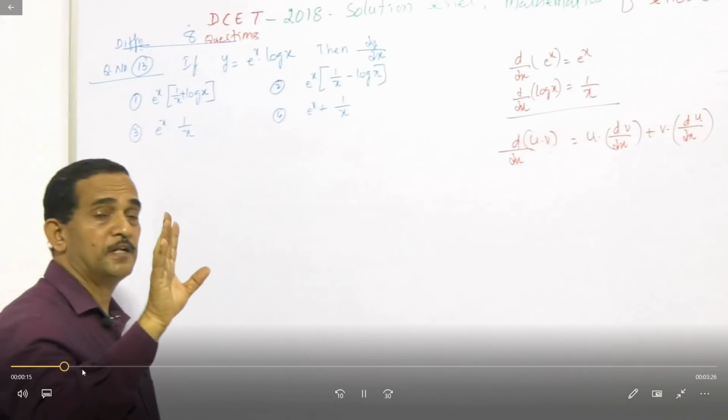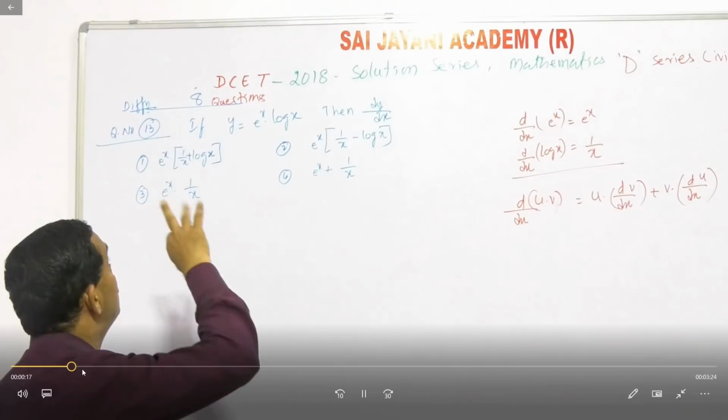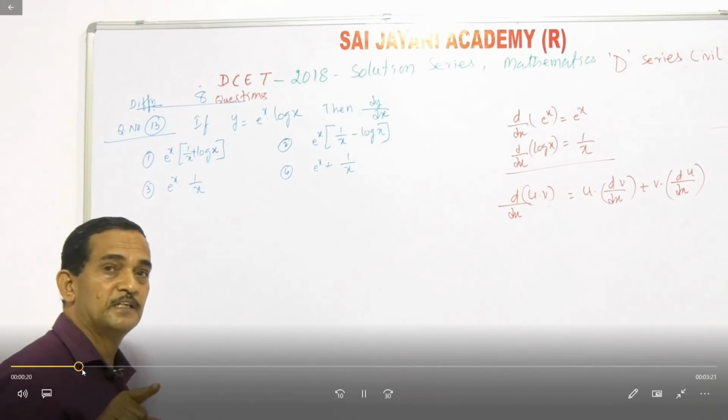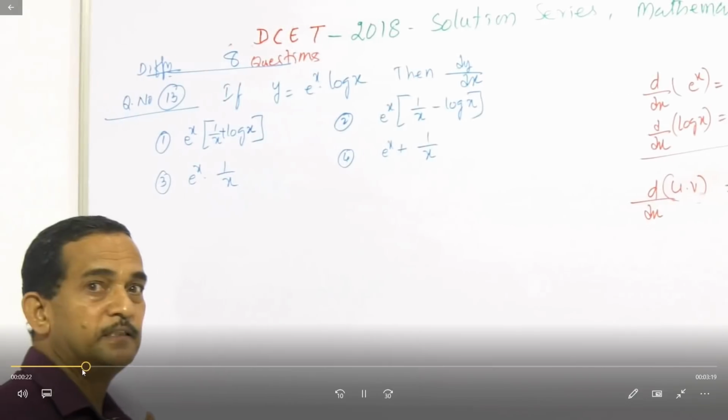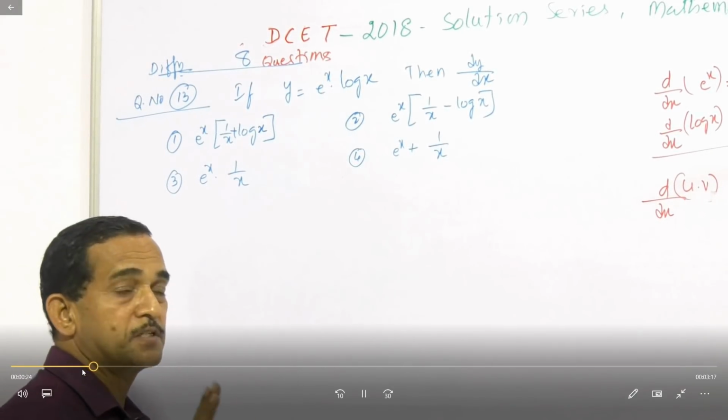In limits there are 3 questions. Now we come to the differentiation. Again in differentiation and application of differentiation there are 8 questions, right? There are how many questions? 8 questions. We have to solve it.